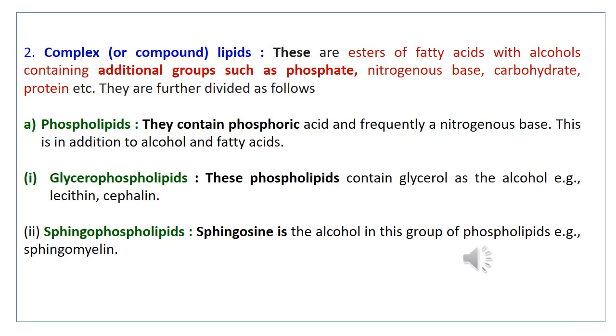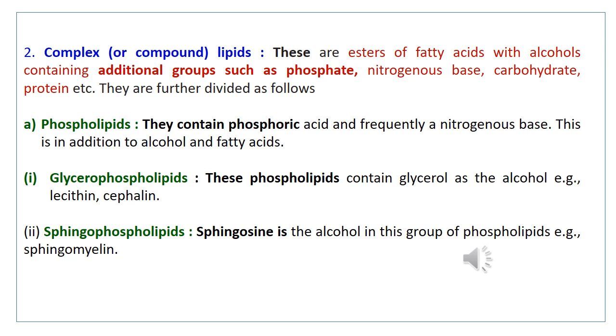The compound lipids. These are esters of fatty acids with alcohol containing additional groups such as phosphate, nitrogenous base, carbohydrate, and proteins. They are further divided as phospholipids, glycerophospholipids, and sphingophospholipids. The phospholipids contain phosphoric acid and frequently a nitrogenous base. This is in addition to alcohol and fatty acids.